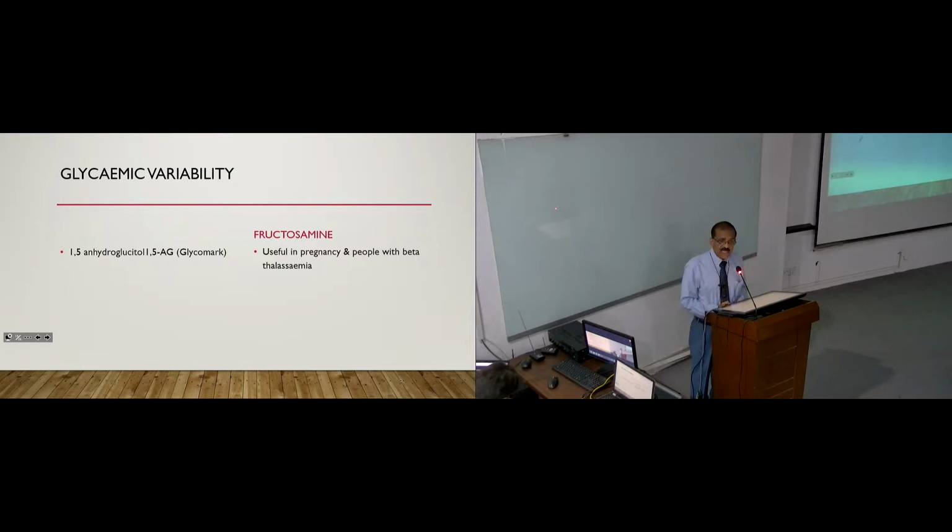Then fructosamine is like glycated fructose. It can be used when you cannot rely on A1C, like for example in beta thalassemia, or when you need closer monitoring like in pregnancy.